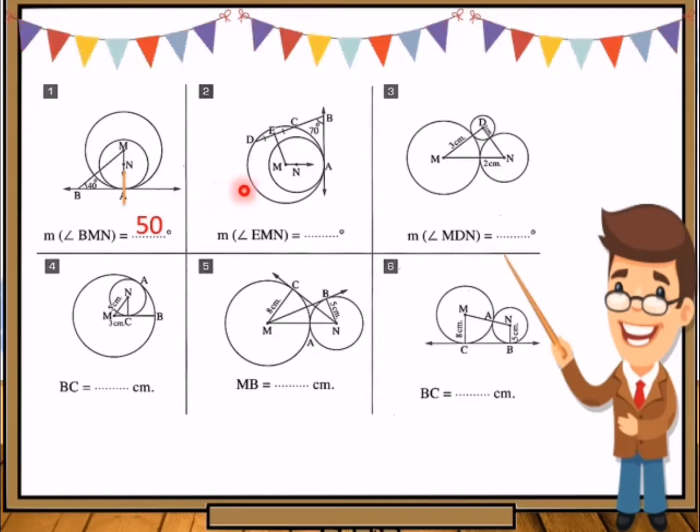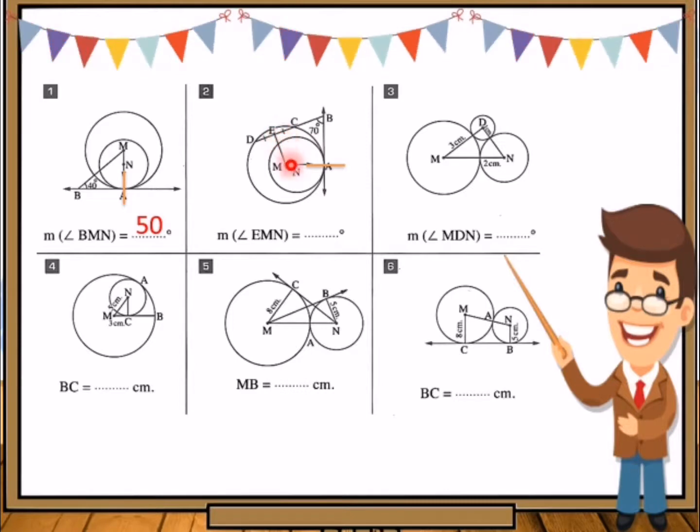The second one, we want to find the measure of angle EMN. So we need to connect the ray MN with the point A. Then the measure of angle BAN equals 90 degrees, tangent with radius. And since E is a midpoint, then ME is perpendicular to DC, then the measure of angle MEC is 90 degrees.